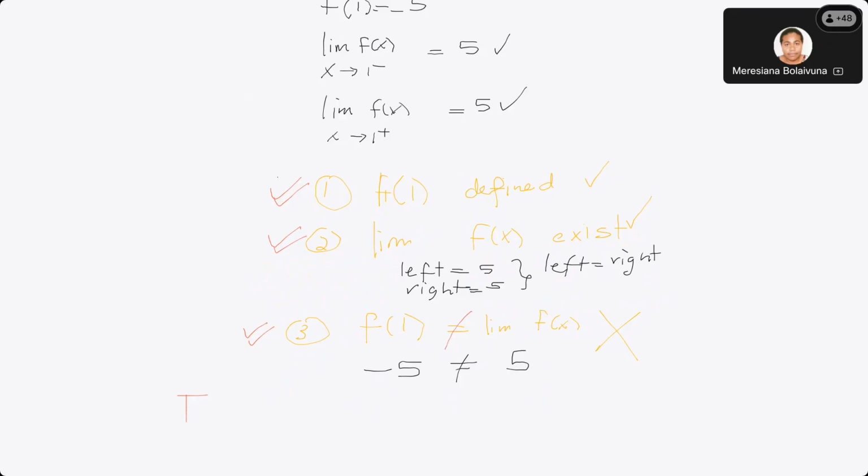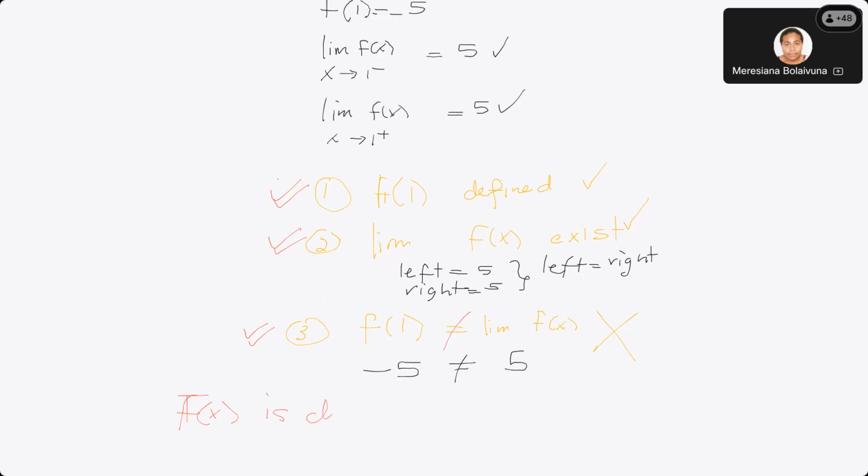Since f of 1 is not equal to the limit, we can say that the function f of x is discontinuous at x equal to 1. And if it says to give a reason for your answer, we can say because f of 1 is not equal to the limit for the function as you approach 1.